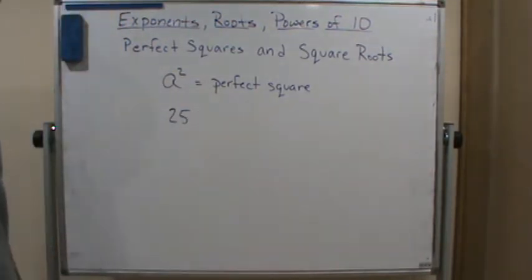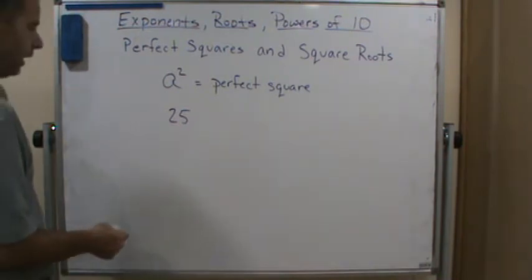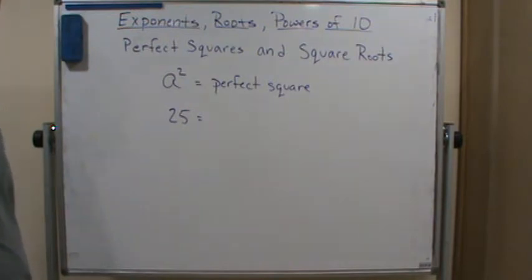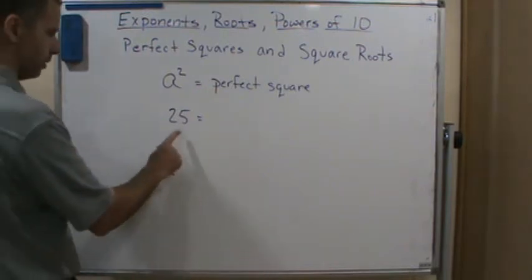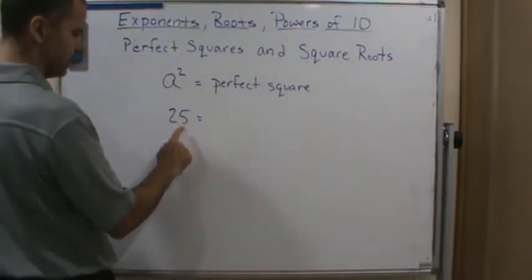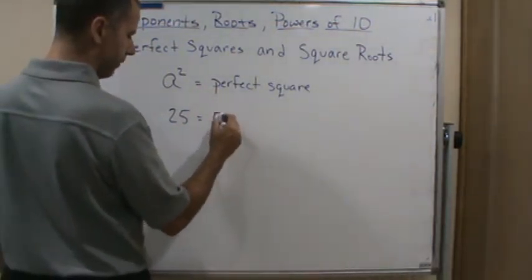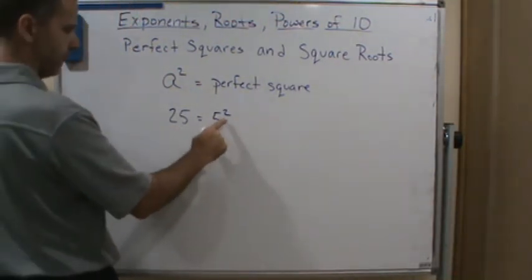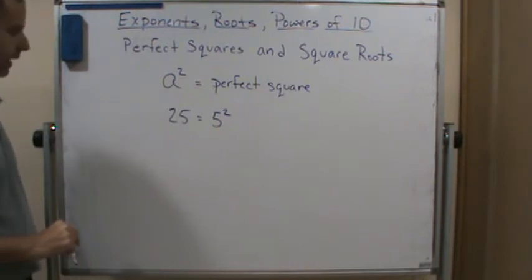25 is a perfect square. Why? Because you can find a number that when you multiply it by itself one time or twice, you get that number. So what number squared equals this number? 5. So 25 is a perfect square because you could take 5 squared and you get 25.